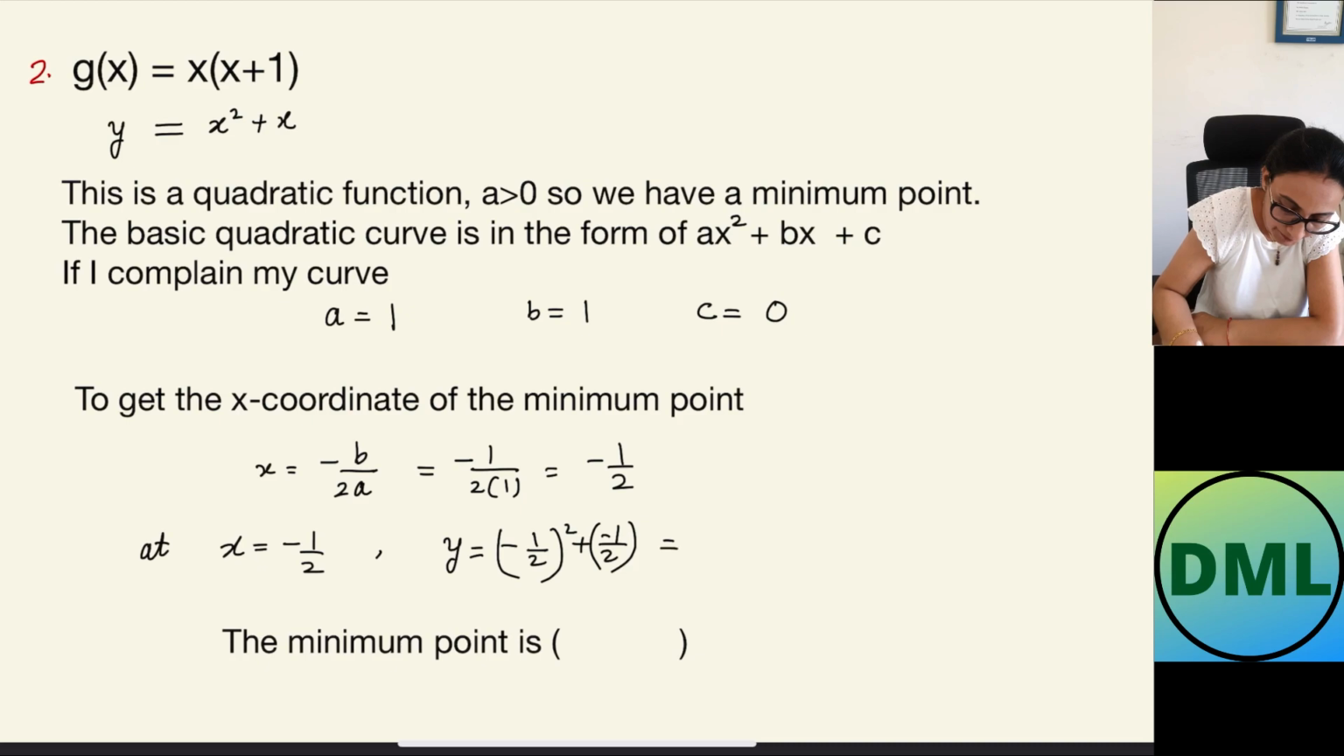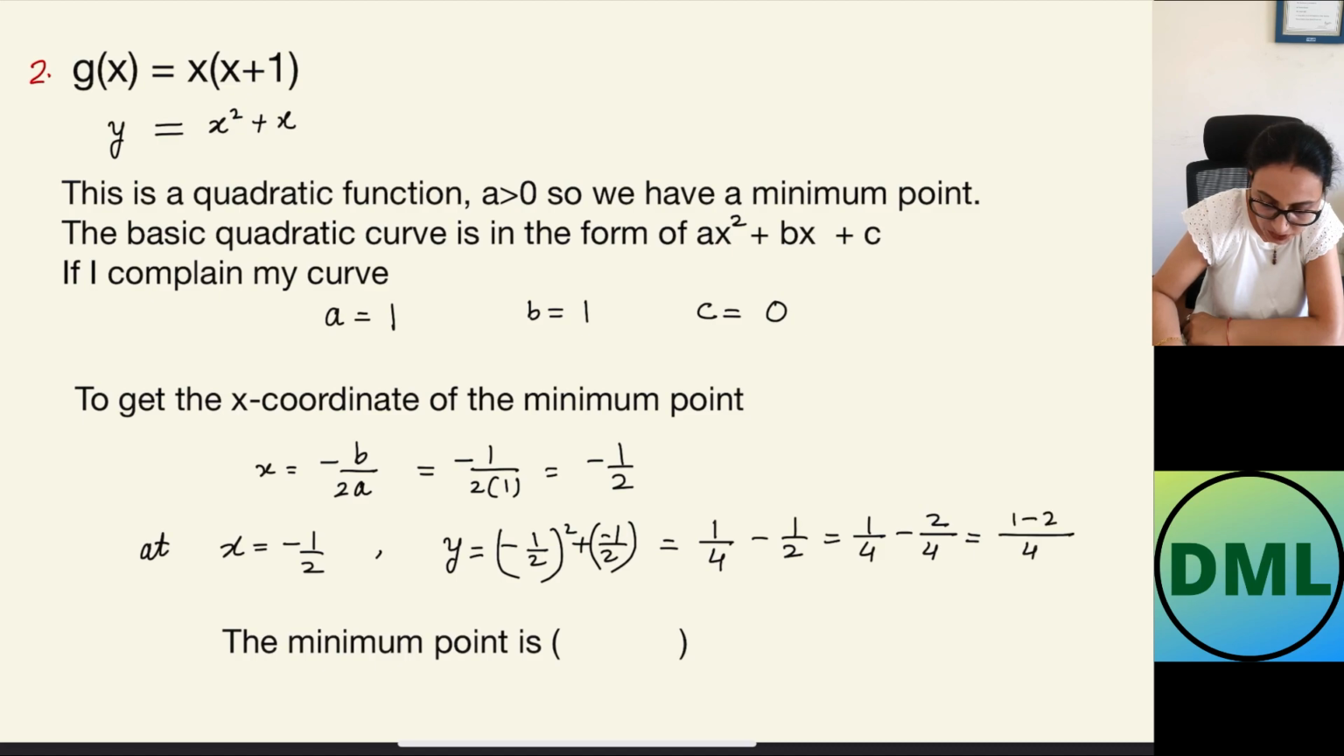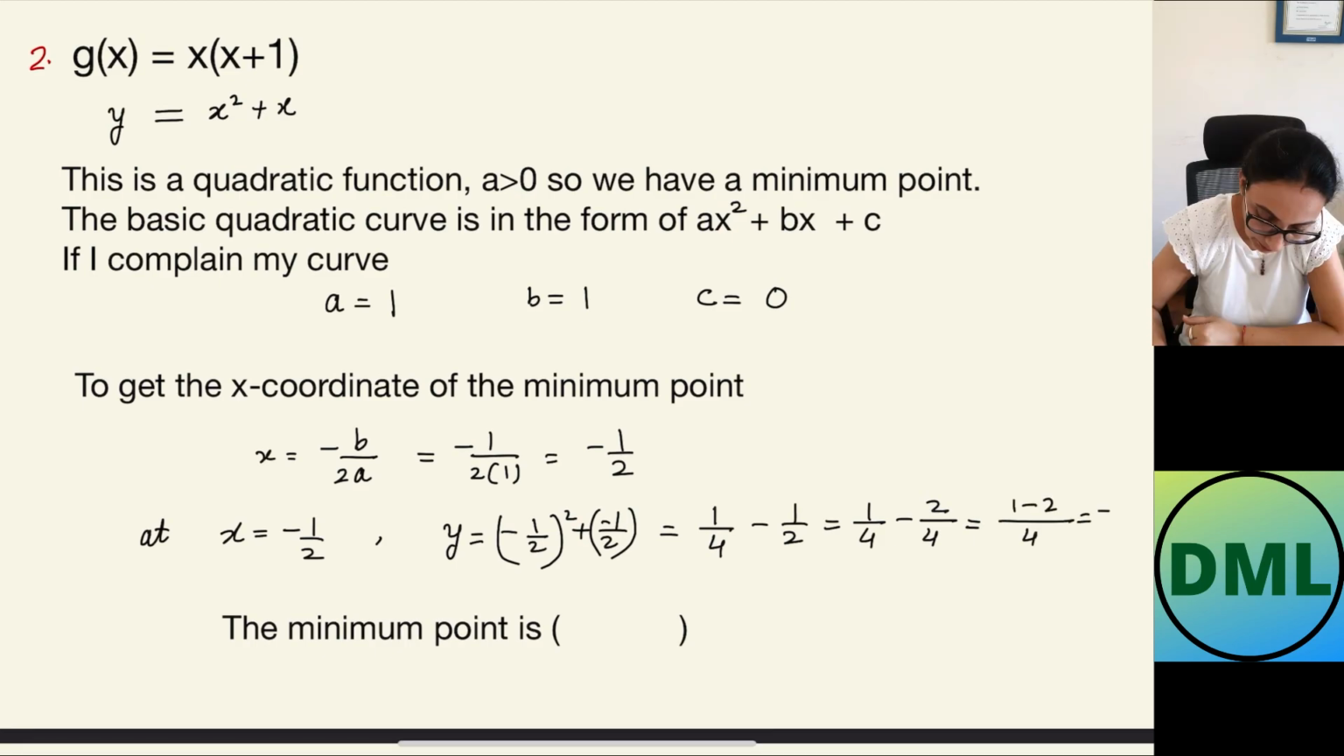Let's do it here. Minus 1 by 2 the whole square is 1 by 4, minus of 1 by 2. If I make the denominator the same, I will write it as 2 over 4. If I take the LCM here, it will be 1 minus 2. My answer will be minus 1 by 4. My minimum point occurs at minus half and minus 1 by 4.